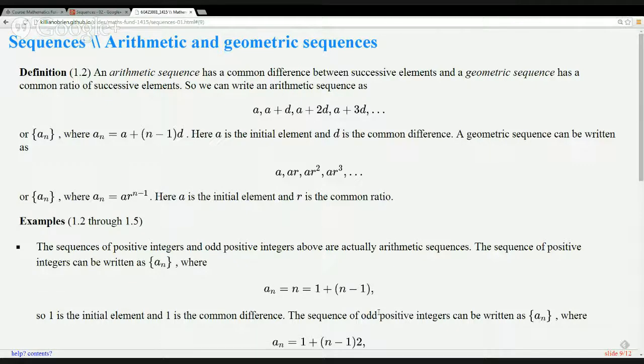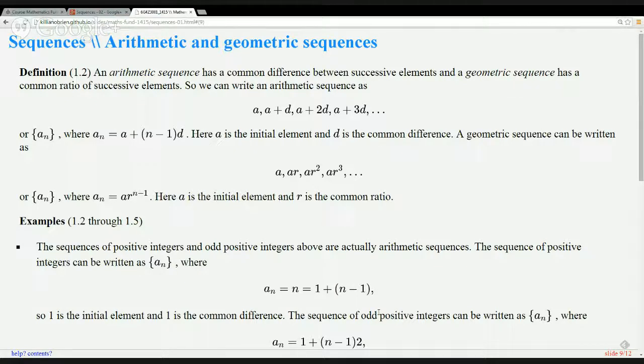Arithmetic sequences were the ones where you get from one element to the next one by adding some fixed number associated with the sequence. So a general one would look like some initial term a, then a plus d, a plus 2d, a plus 3d, and so on. So there's a fixed difference between subsequent elements.